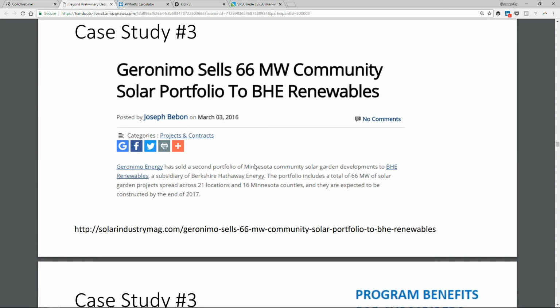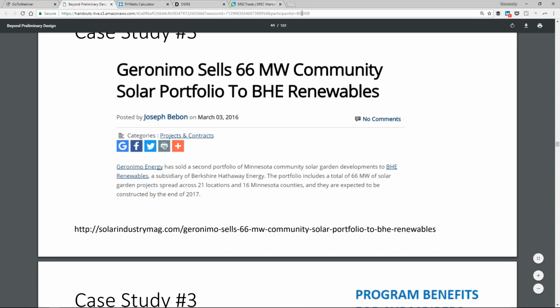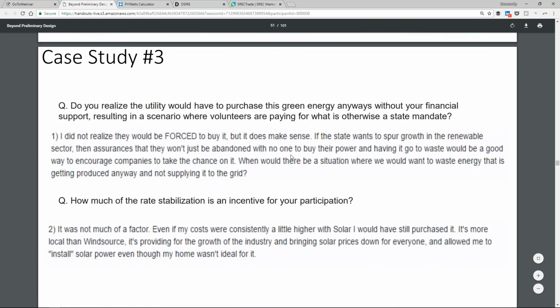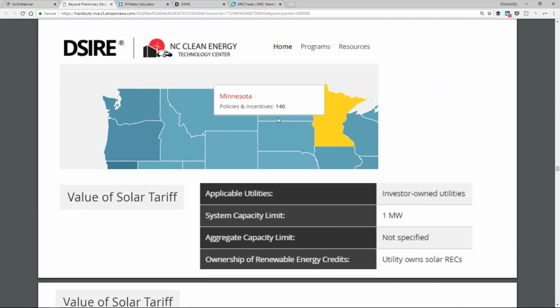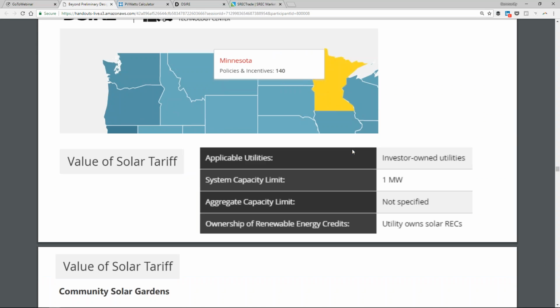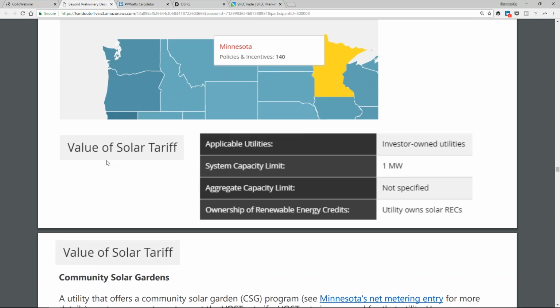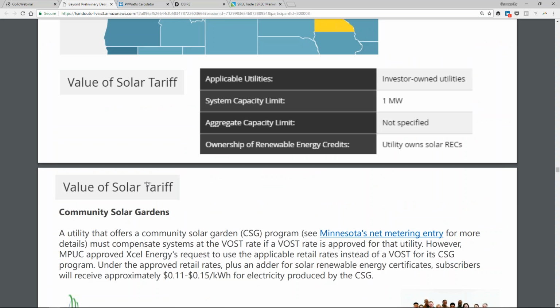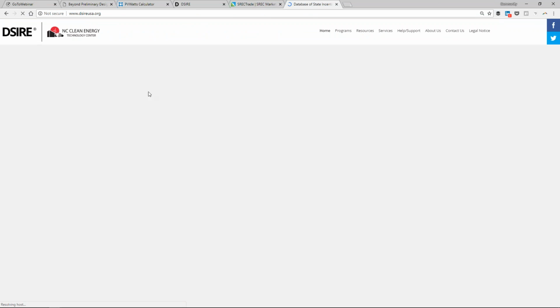That's a little bit different than what goes on in Minnesota. Minnesota has some legislation for community solar. Let me skip ahead here and see if I get to the desired page for it. If you go to Minnesota and look up their solar programs, they have something called the value of solar tariff. Why don't we just go to DSIRE and get the most up-to-date information.